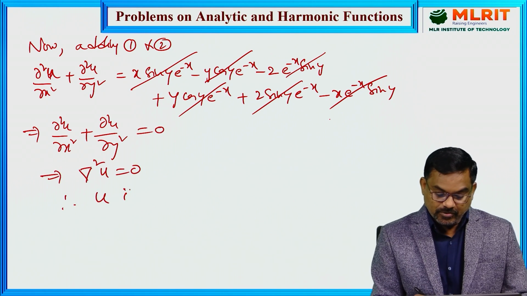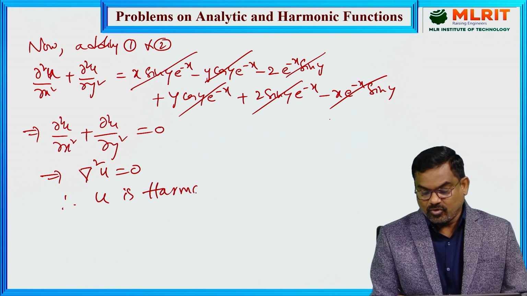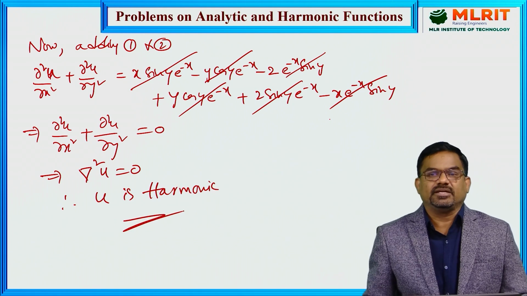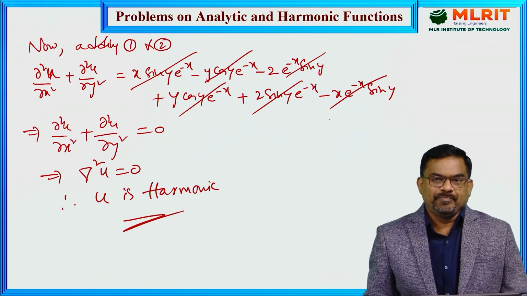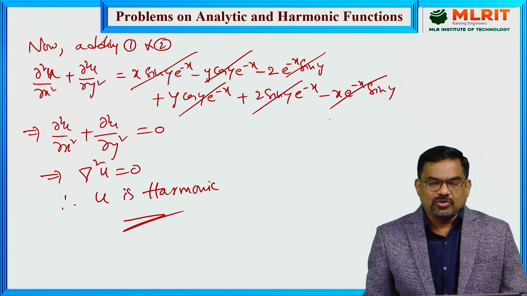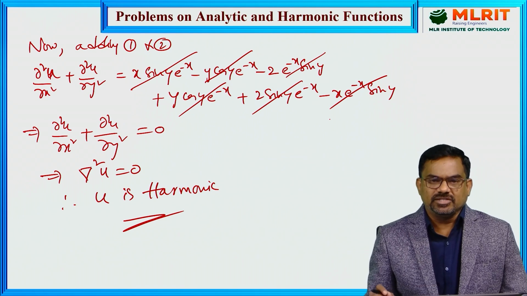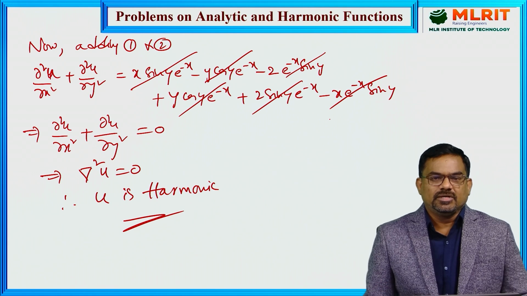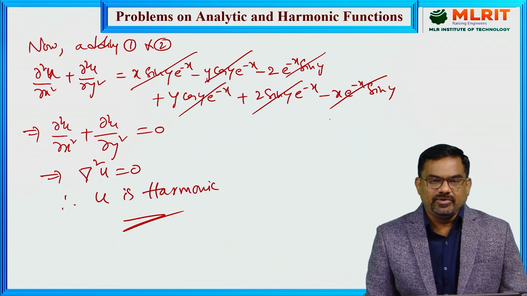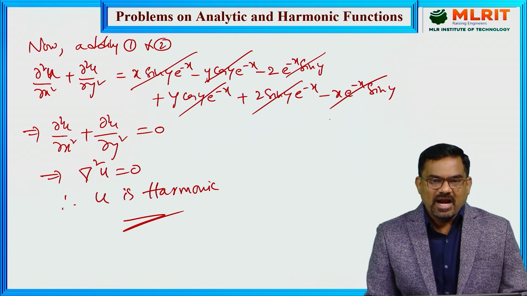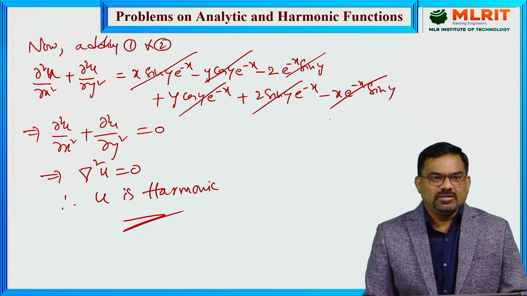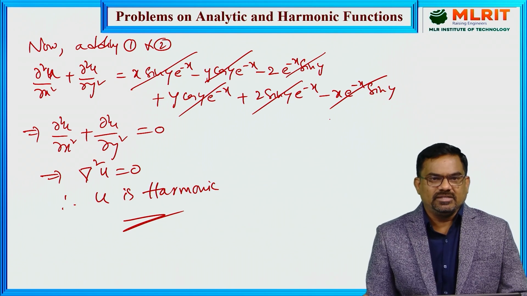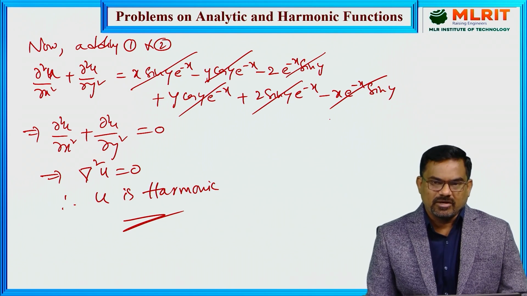Therefore, u is said to be harmonic. Since u satisfies the Laplace equation, u is said to be harmonic. So to verify whether the given function is harmonic or not, just find the two second order partial derivatives of u with respect to x and y and add them. If the result is 0, that is del square u equal to 0, hence u is harmonic. Otherwise, it is not harmonic.